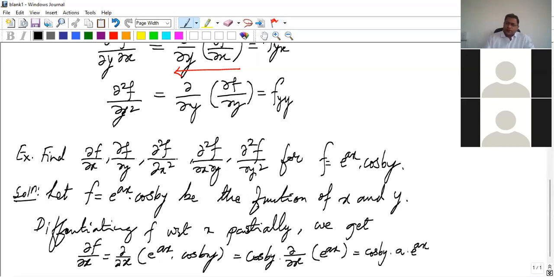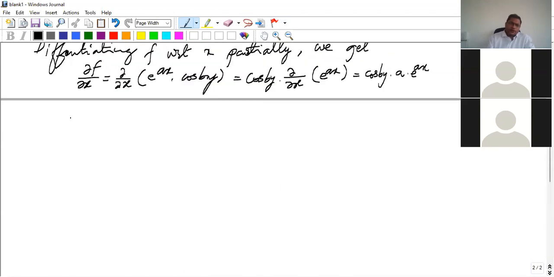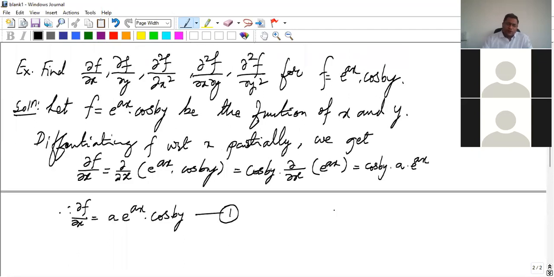So what we got here is that ∂f/∂x is equal to a e^(ax) cos(by), let it be equation 1. That's the first term that we wanted to find, the first order partial derivative of f with respect to x. Now we want the first order partial derivative with respect to y.